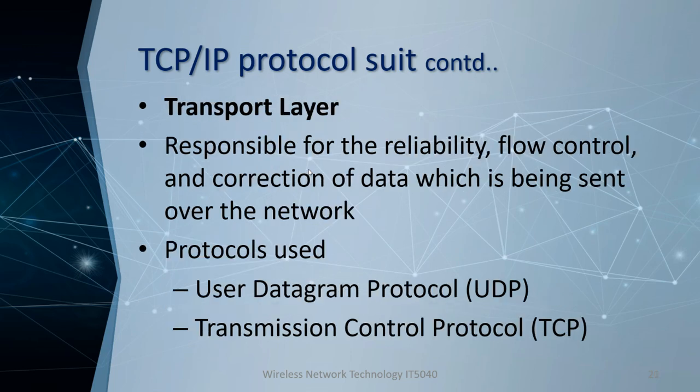The third layer of the TCP/IP protocol suite is the transport layer. It is the layer which is responsible for the reliability, flow control, and correction of data which is being sent over the network. There are two protocols that are being used in this layer: the User Datagram Protocol, UDP, and the Transmission Control Protocol, TCP.